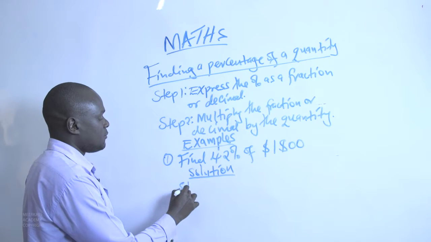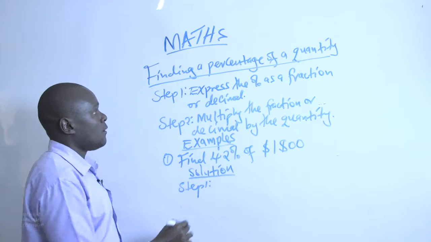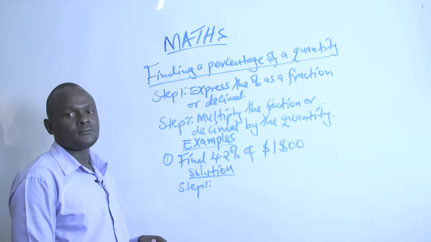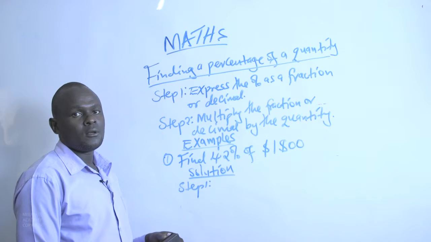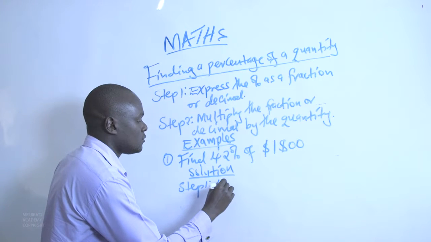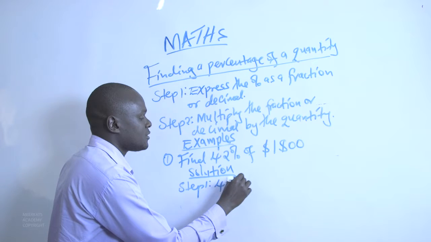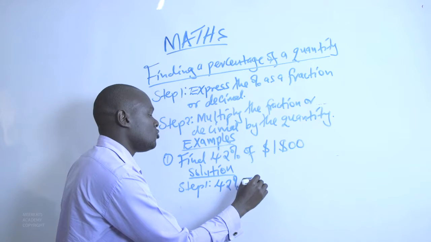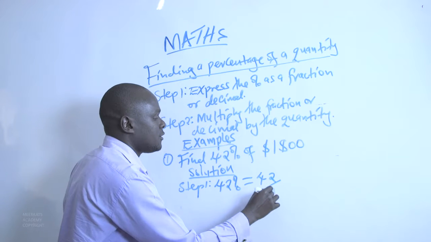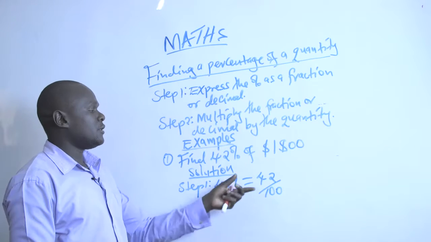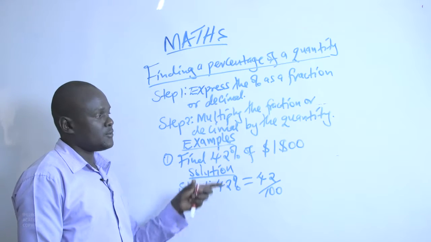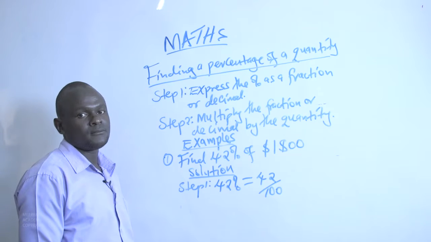In our first step, we have said you express this particular percentage as a fraction or a decimal. This will be 42 out of 100, which is actually equivalent to 0.42 as we have just learned.